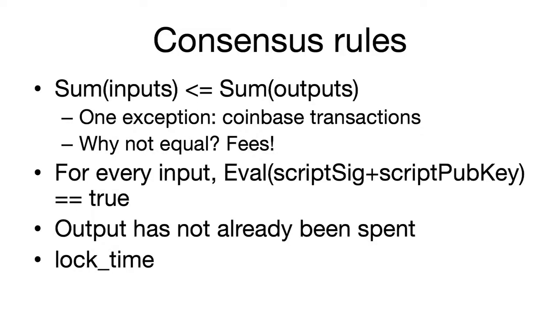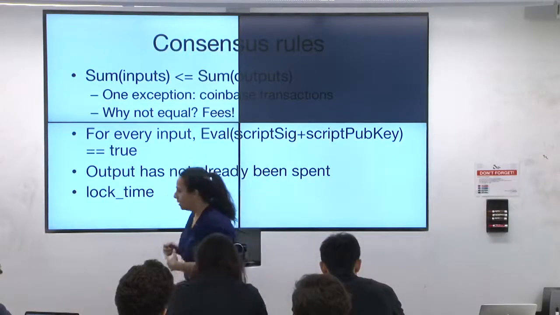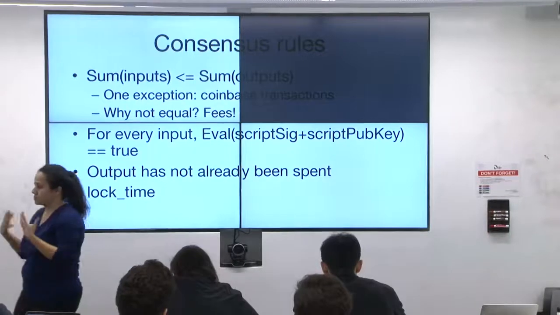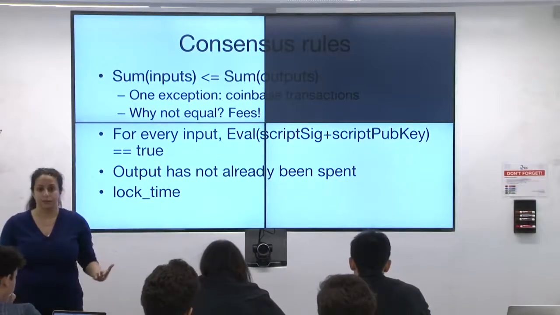Let's talk about consensus rules. I keep using the word valid, right? This transaction's valid, this transaction's invalid. There are these implicit rules to Bitcoin, defined by the software, which state what makes a valid transaction or a valid block.